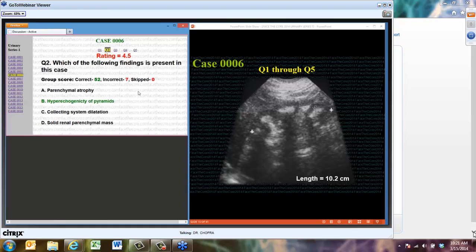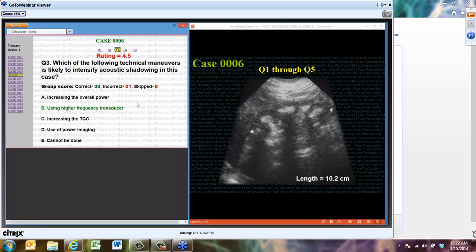And which of the following findings is present in this case? It is the hyperechogenicity of the pyramids, and there is some shadowing too from those pyramids. We didn't give it to you as a choice, but it is there. And now the question arises, if you wanted to intensify the acoustic shadowing, what would you do? The answer is you would use a higher frequency transducer. Anytime you want to increase the shadowing, you want to use a high frequency transducer. Why? Because the higher the frequency of the sound waves, the more attenuation occurs and their penetration decreases.